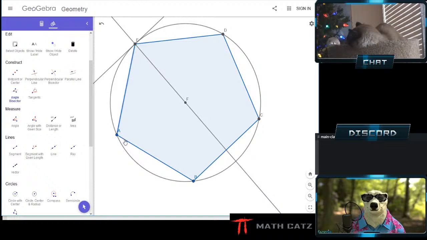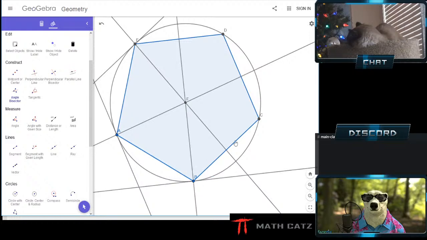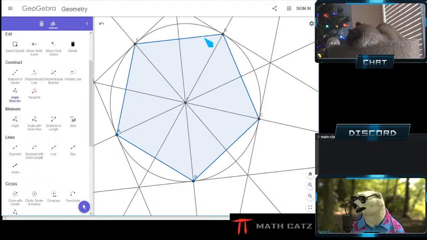That's a line. That's a line. Bisect it. That's a line. That's a line. Bisect the angle. That's the line. Bisect the angle. You see that the previous point is the same point.